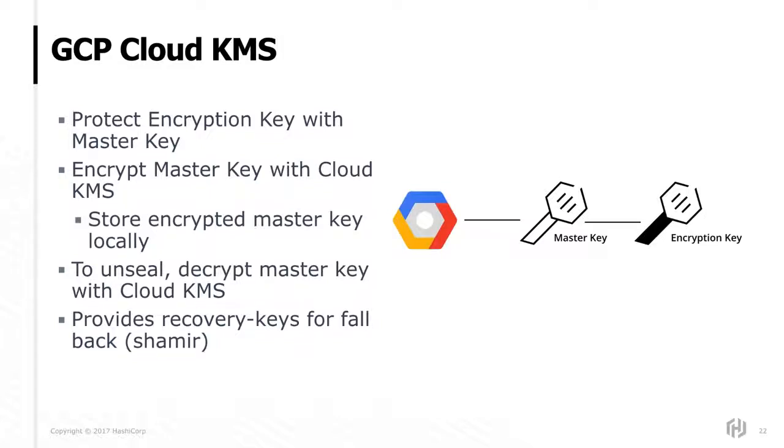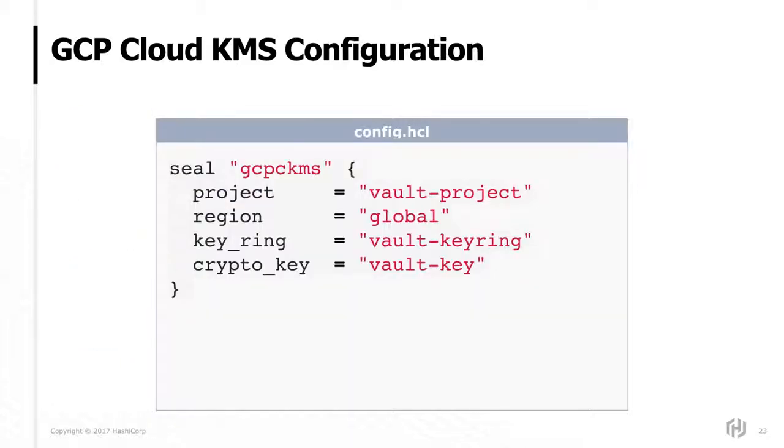And so another nice feature of the auto unseal is it also provides recovery keys for fallback, which are the distributed shares. So the way to configure this would be to add this seal block to your config file, and you say seal GCP Cloud KMS.